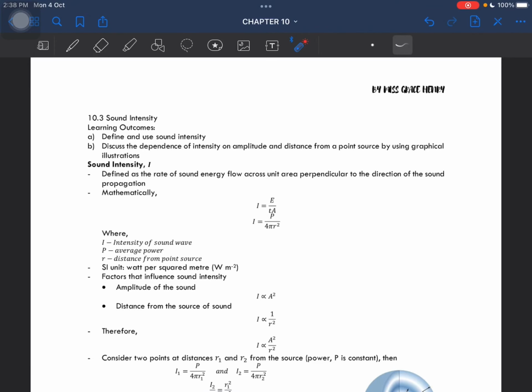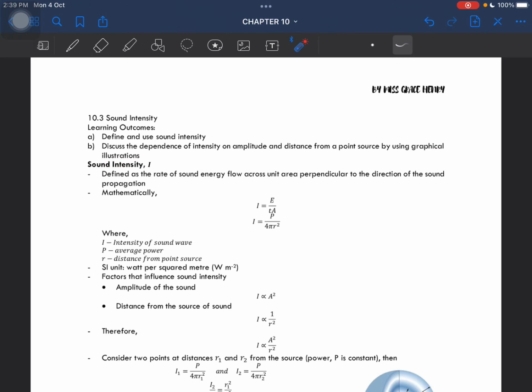Okay, subtopic 10.3, which is on sound intensity. So in this subtopic, you should be able to define and use sound intensity, and lastly discuss the dependence of intensity on amplitude and distance from a point source by using graphical illustrations.